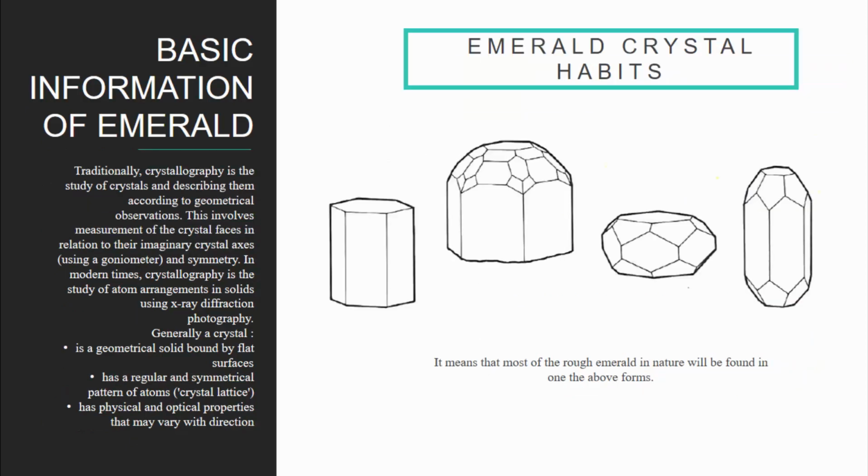Emerald crystal habit means the form in which they are found in nature, or in rough appearance. While emerald's crystal structure is hexagonal, this structure occurs in nature in different forms, such as flat hexagonal crystals, elongated hexagonal crystals, or curved hexagonal crystals. You can see those forms in these pictures.